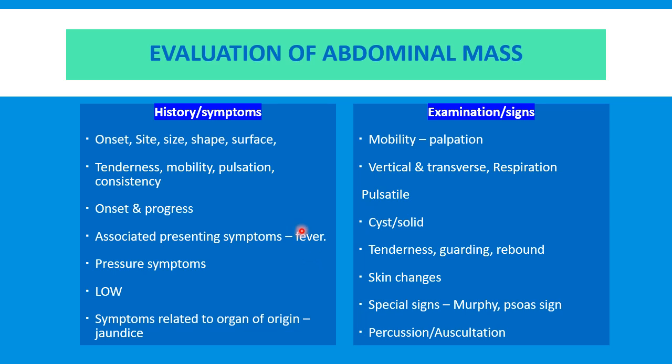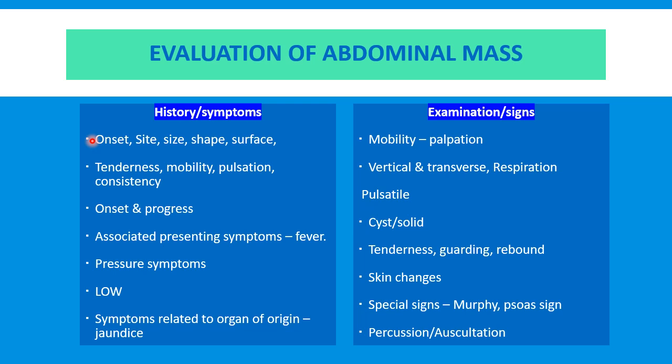Okay, now how do you go about evaluating a patient with abdominal mass? First, as usual, history and symptoms. You must go through the onset of the swelling. You must describe the details: onset, acute onset or insidious chronic onset, the site of the mass, size, shape, and surface. These are the important things you must know about the mass.